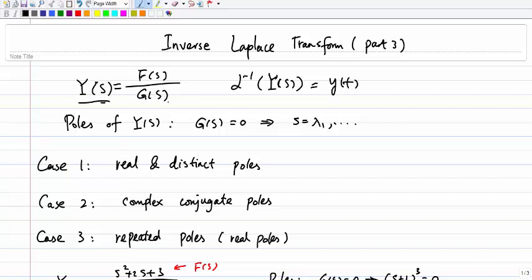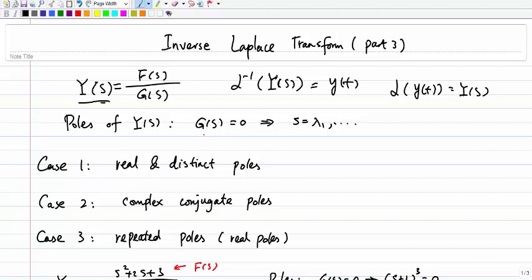Suppose that it can be written as F(s) over G(s), where both F(s) and G(s) are polynomials of the variable s. Our goal is to figure out the inverse of Y(s). In other words, I want to find y(t) in the time domain, such that the Laplace transform of y(t) is Y(s). So that's equivalent.